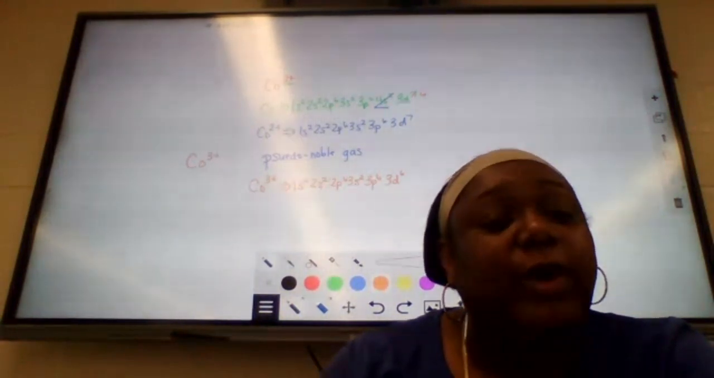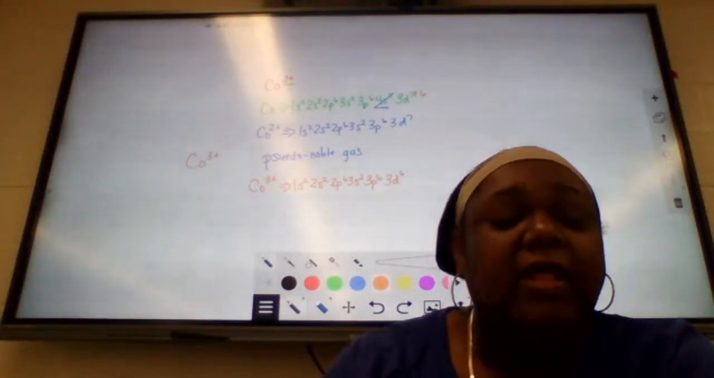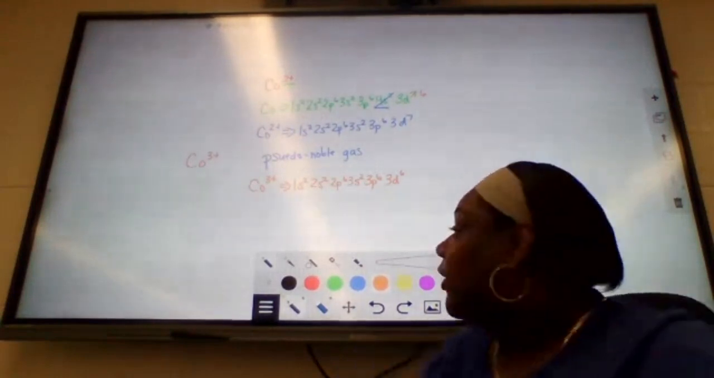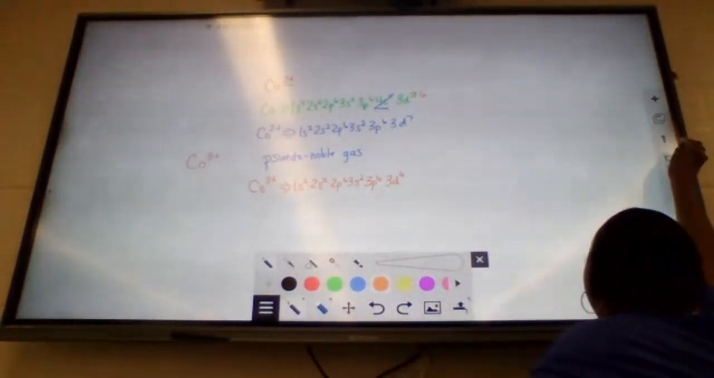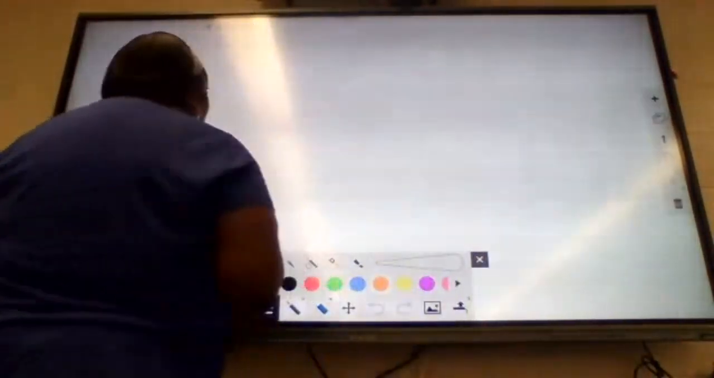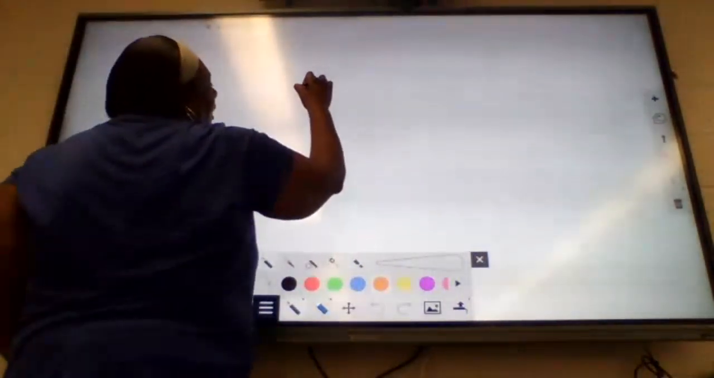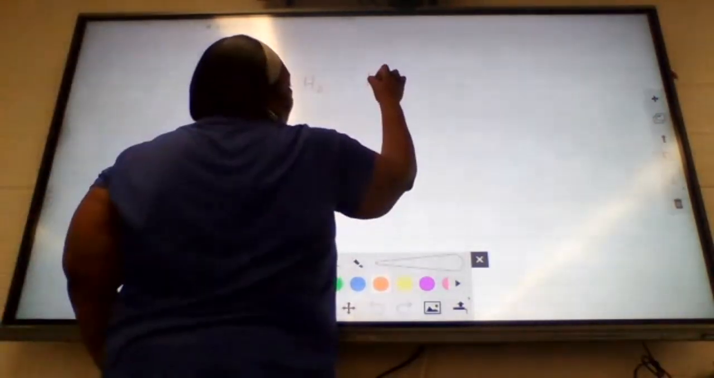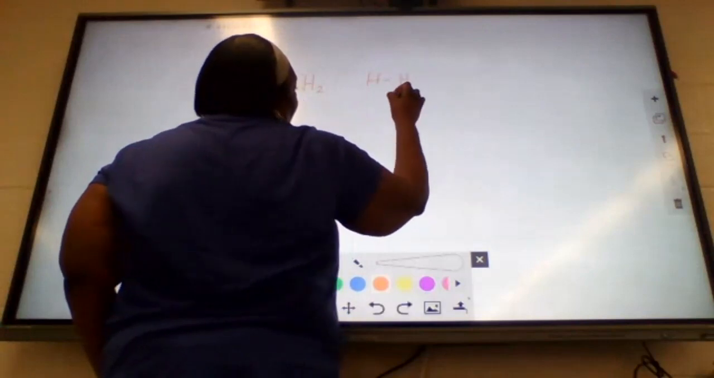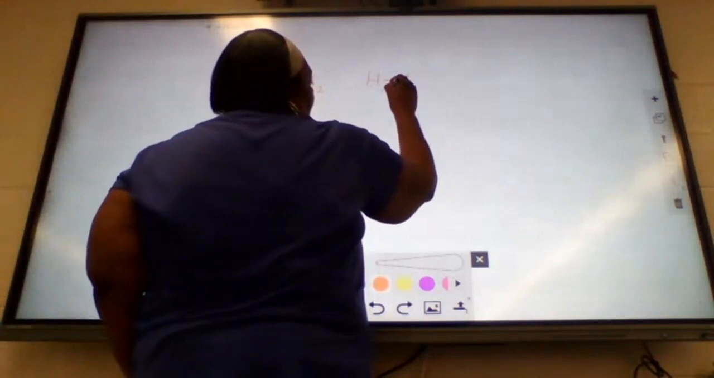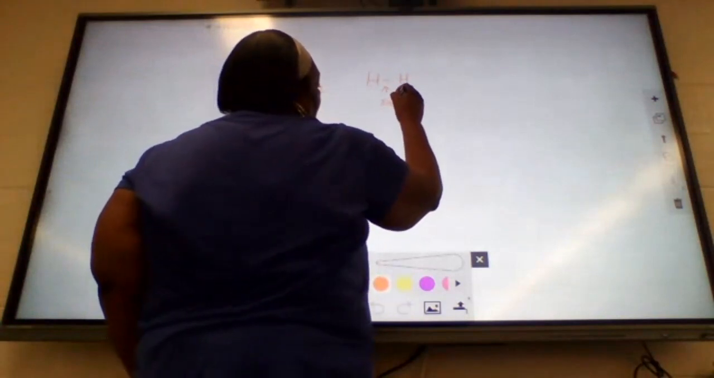Now, when we focus on covalent bonds, there are several important things that you need to understand. There are different kinds of covalent bonds that can exist. When we are talking about covalent bonds, I could have a compound like H2, where in that compound I have a single bond, and that single bond is represented by that one line.